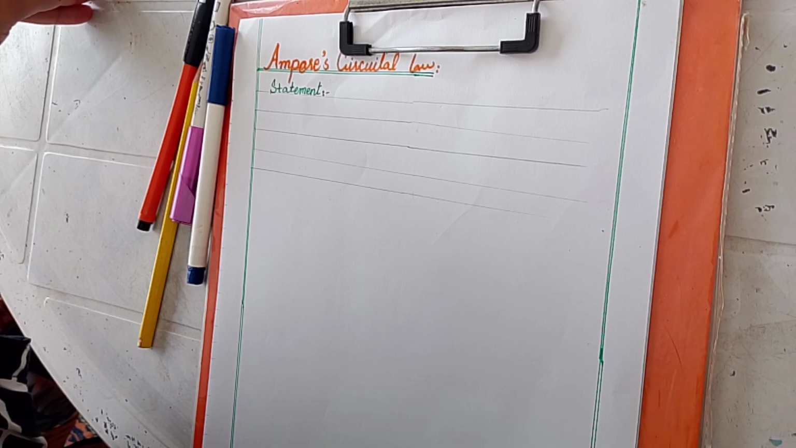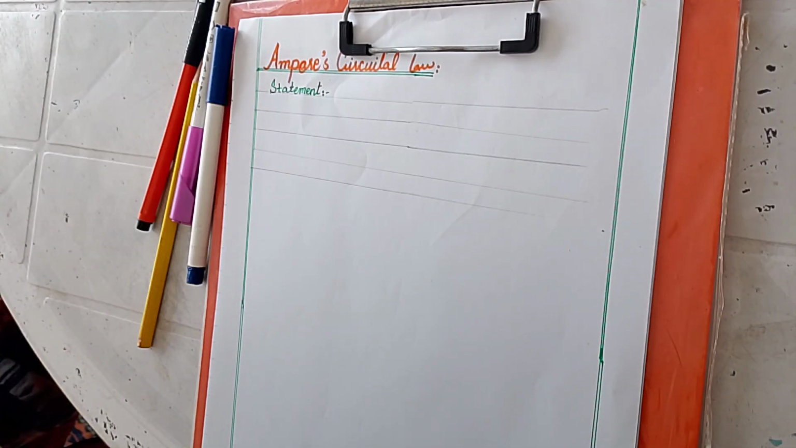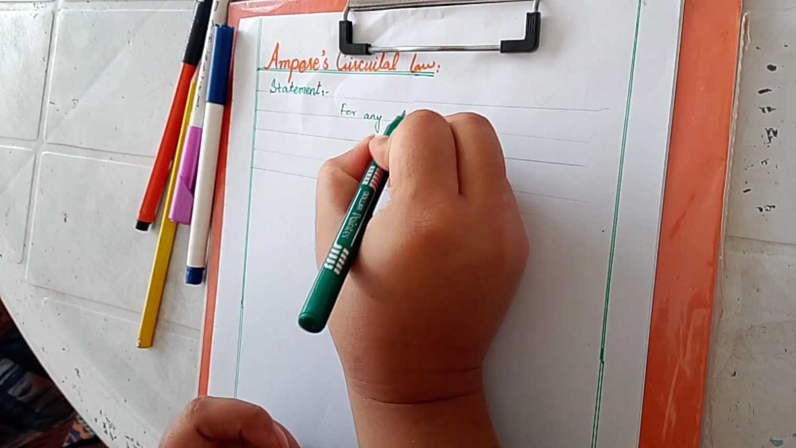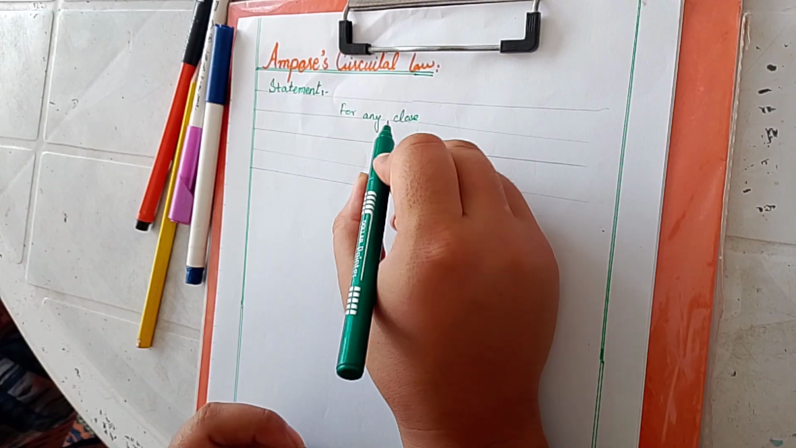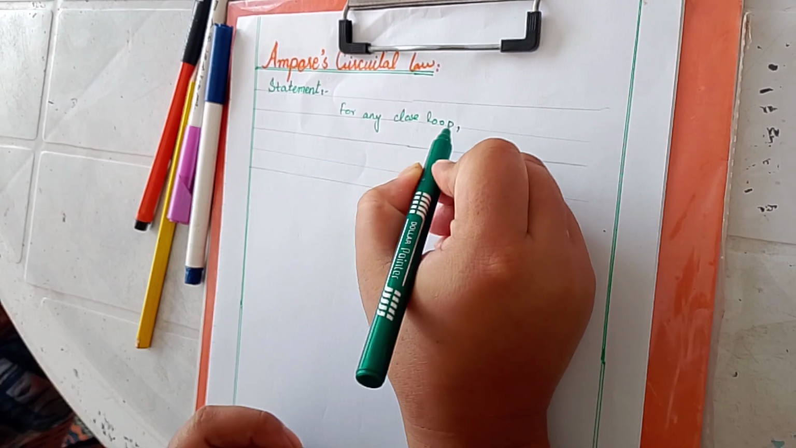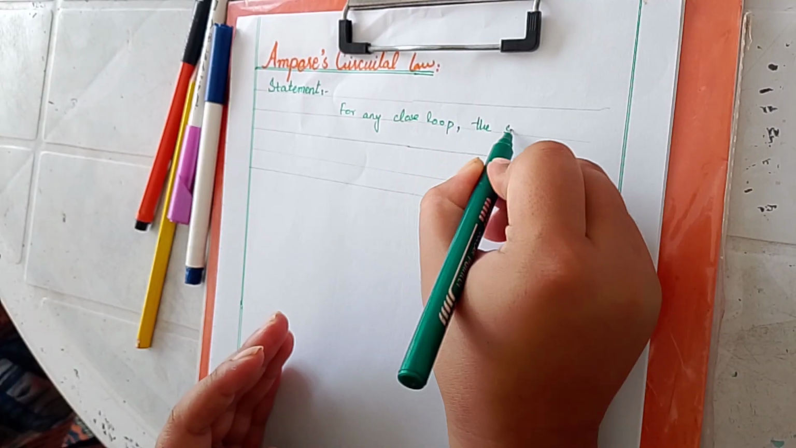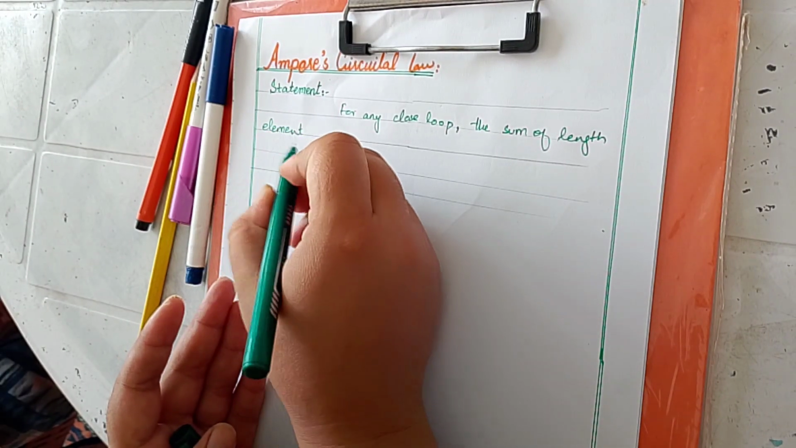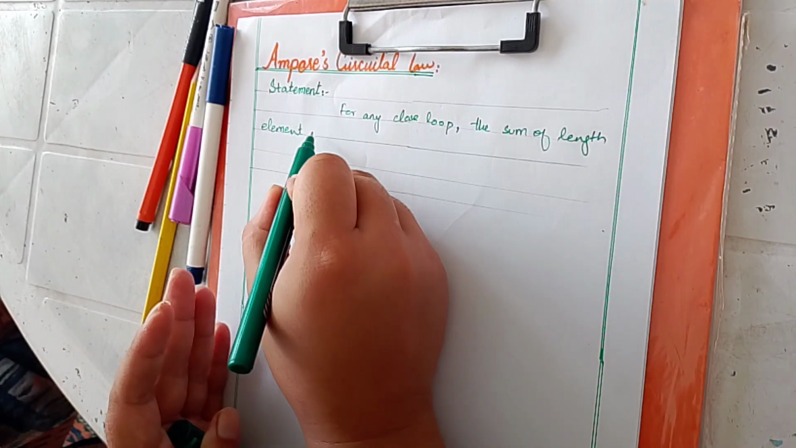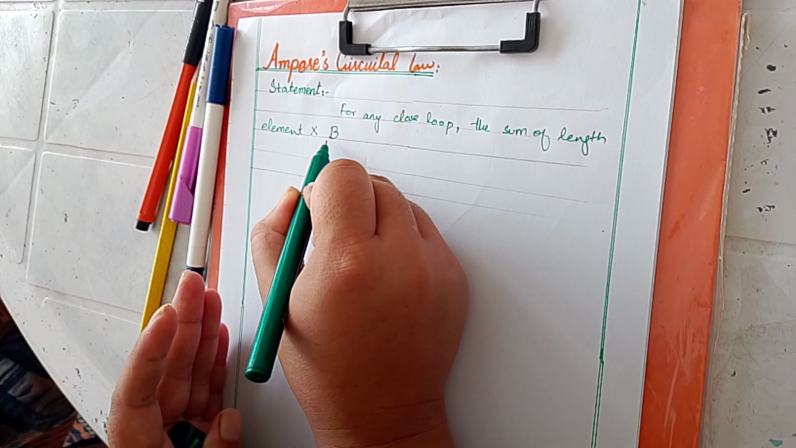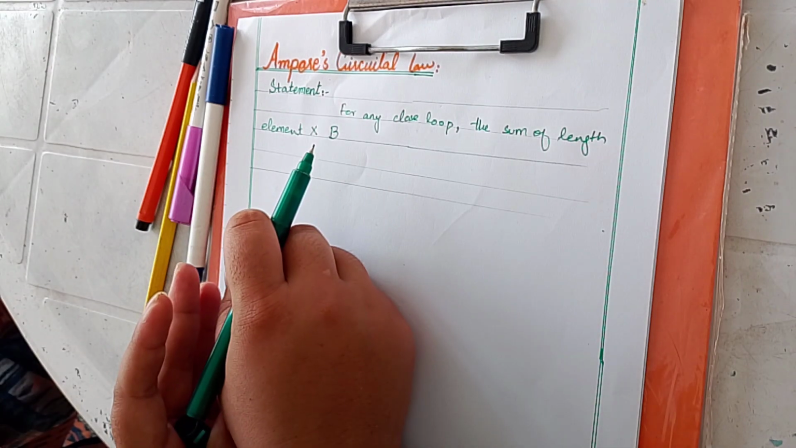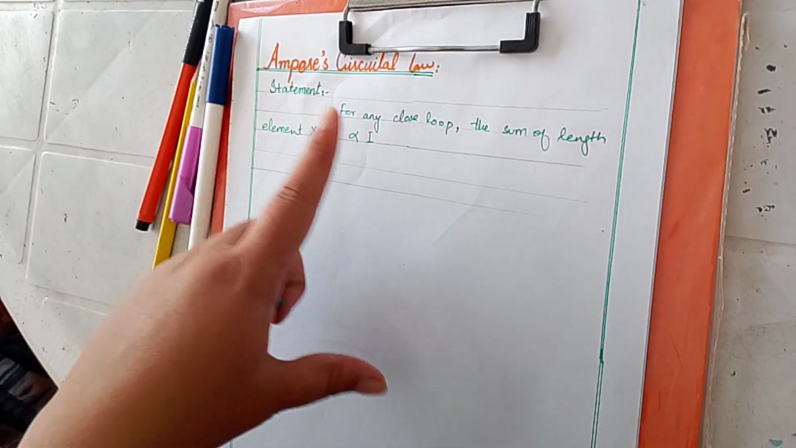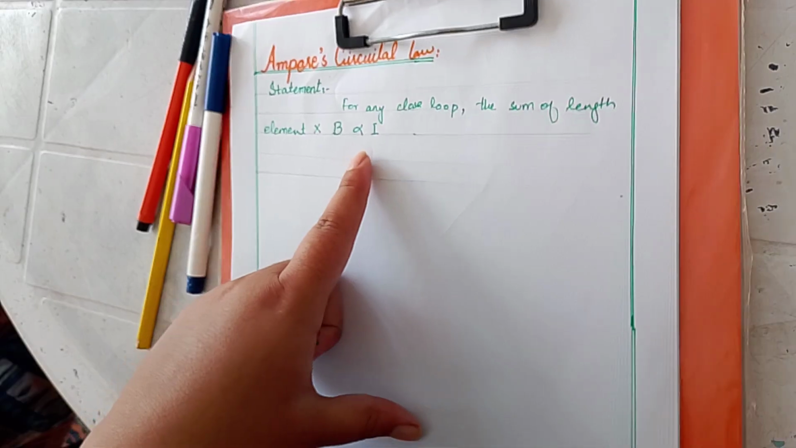First of all we should know the statement of Ampere's circuital law. The statement is: for any closed loop, it means for Ampere's law we will take a closed loop, and in that closed loop the sum of length element multiplied by component of magnetic field parallel to each element is proportional to the current enclosed by the path.